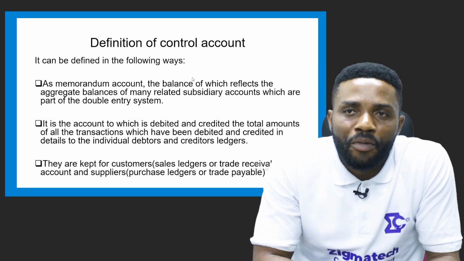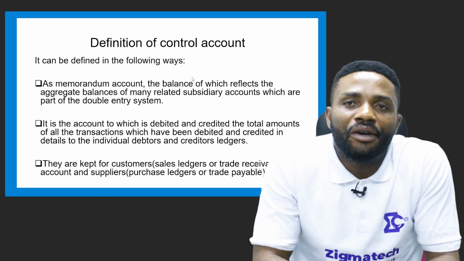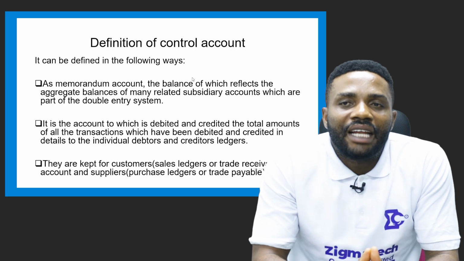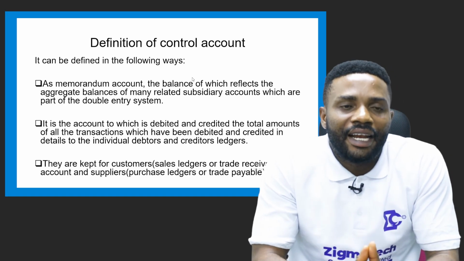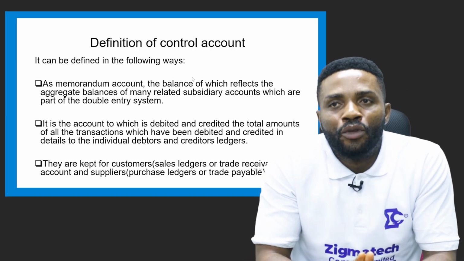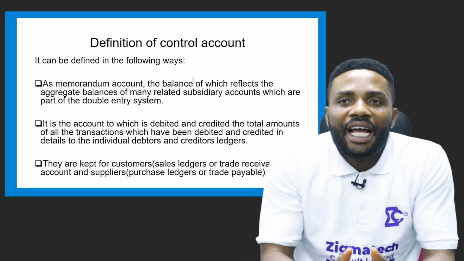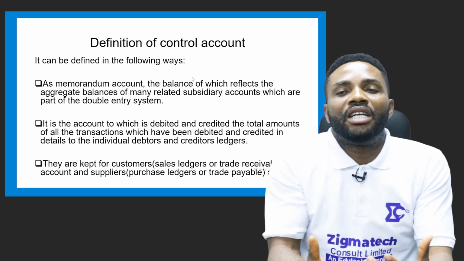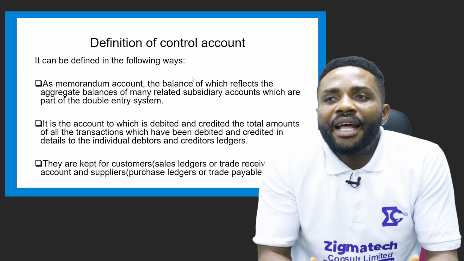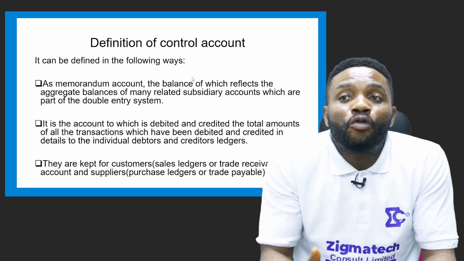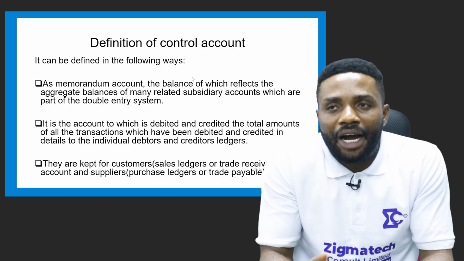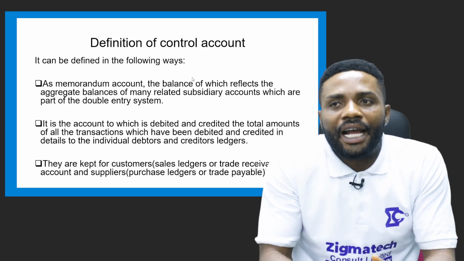Number one, memorandum account. When we say an account is a memorandum account, we are talking about an account that summarizes, an account that tries to house different accounts together. So it is a memorandum account because it has a whole lot of accounts that are linked up in this single account. And the balance, they said, and I also said, the balance of which reflects the aggregate balances of many related subsidiary accounts. Let's pick out subsidiary accounts.